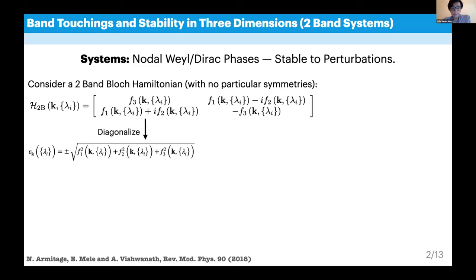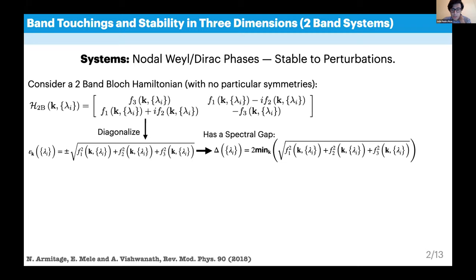Now if you do this, you can diagonalize it exactly, and what you obtain is a dispersion relation that looks like this. This means that if you want a band touching, so if you want to have sets of points, which can either be lines as in the previous talk, or can be points, where the gap vanishes, the gap is given by the minimum value of this square root. You basically need to ensure that your F's, which are real functions, are individually zero for the parameters that you have. And the solutions of that system of equations give you the points in the Fermi surface.